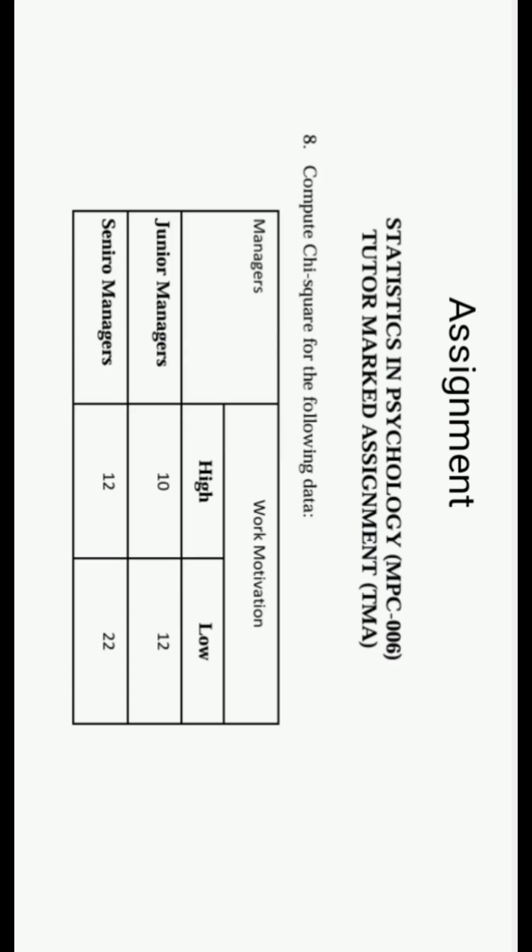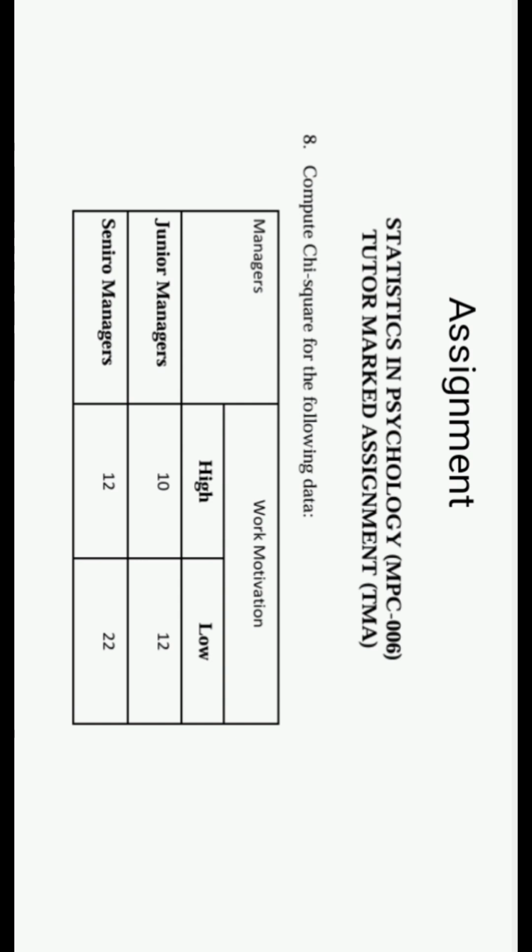Hello dears, this video is about solving the assignment question of Statistical Psychology MPC 006 of IGNOU 2024. The question is in section C, question number 8, finding the value of chi. Look at the question. There are two items, junior manager and senior manager.